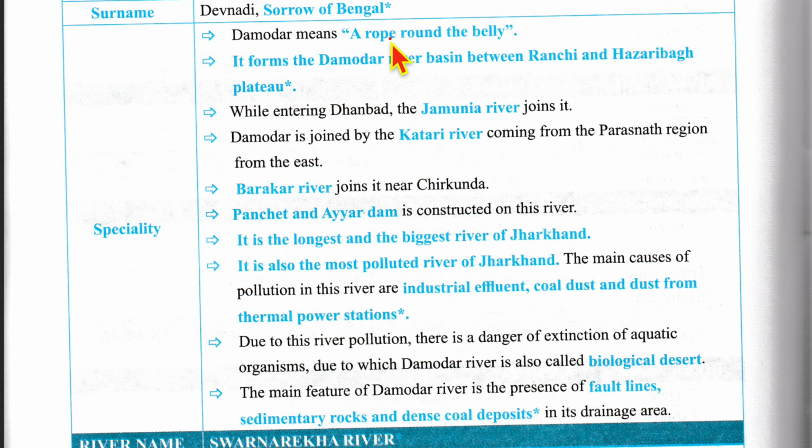Its surname is Devnadi and Sorrow of Bengal. Damodar literally means a rope bound the belly. It forms the Damodar River Valley basin between Ranchi and Hazaribagh Plateau. While entering Dhanbad, the Jamunia River joins it. Damodar is joined by Katari River coming from Parasnath region from the east. Barakar River joins it near Chirkunda. Panchet and Aryar Dam is constructed on this river.